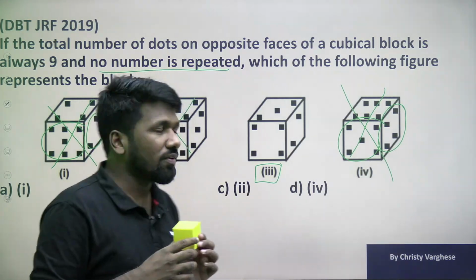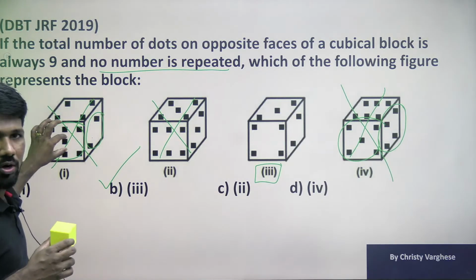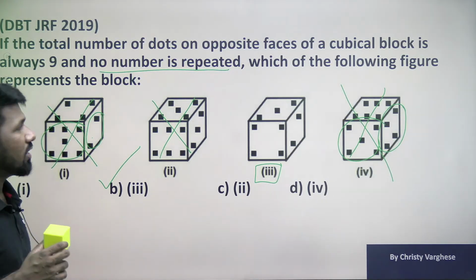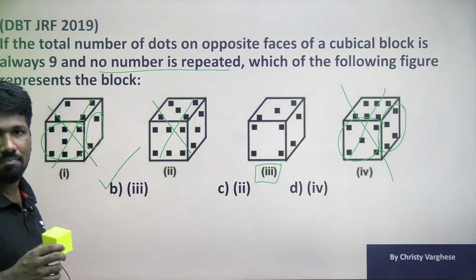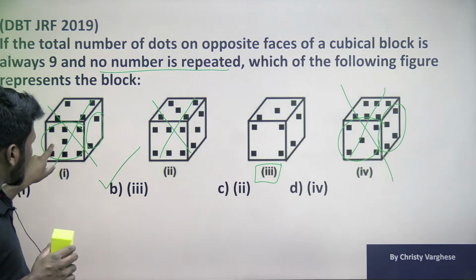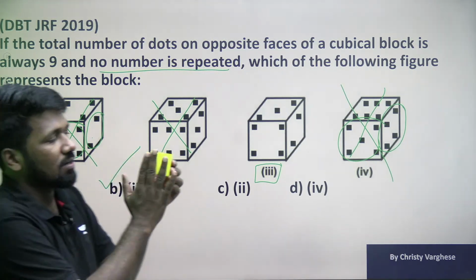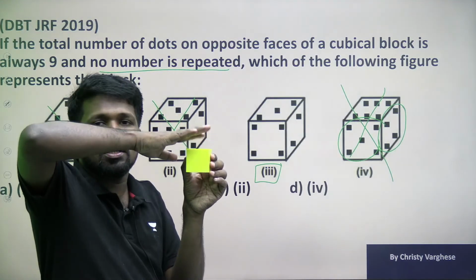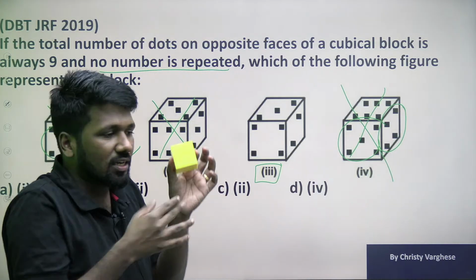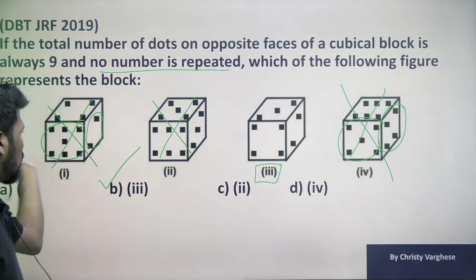But for 2's opposite to be 7, 2's adjacent should not be 7, because if 7 is already present, the number would be repeated to add a 7 again. A number cannot be repeated. So 7 cannot be repeated. As 7 is not on the opposite, because 7 is on the adjacent face. Adjacent means the adjacent face of this face. This is adjacent, this is adjacent, this is adjacent, this is adjacent. So that is not opposite. That is why 2 plus 7, 9, is not on the opposite faces.